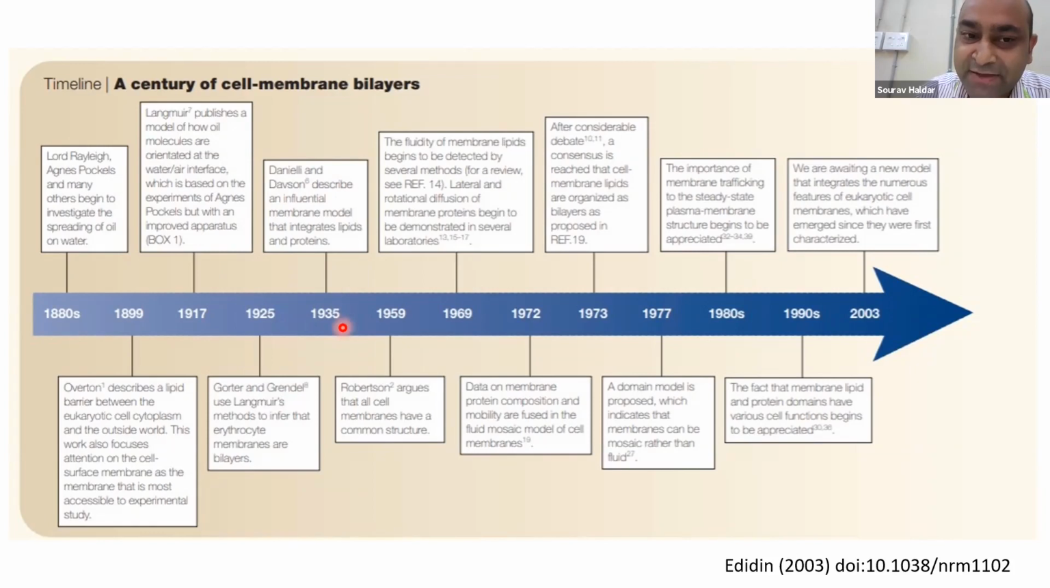Then by 1935, Danielli and Davson described a model of membrane, which got refined by Robertson, and he coined the term unit membrane. He postulated that all the lipid membranes in living organisms probably have the same kind of structure, and he called it a unit membrane. We'll see that structure in subsequent slides.